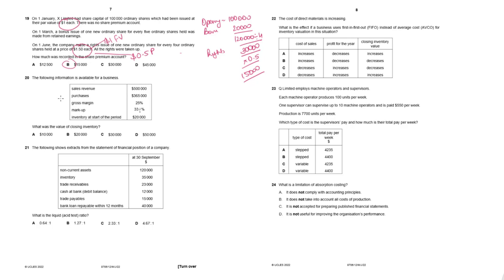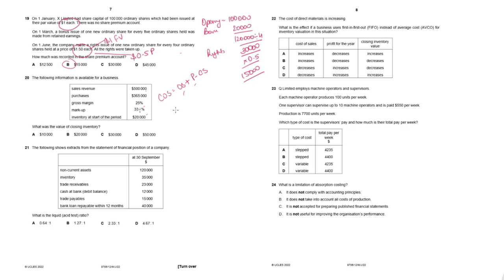So 19B. Following information is available for a business: sales, purchases, margin, markup, inventory at the beginning. What is the value of closing inventory? So if we get the cost of sales, we can get our closing inventory, because cost of sales is opening inventory plus purchases minus closing inventory, and we have opening inventory and purchases. Somehow we'll need to find our cost of sales.